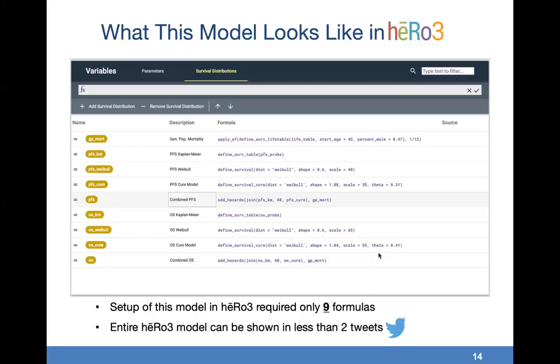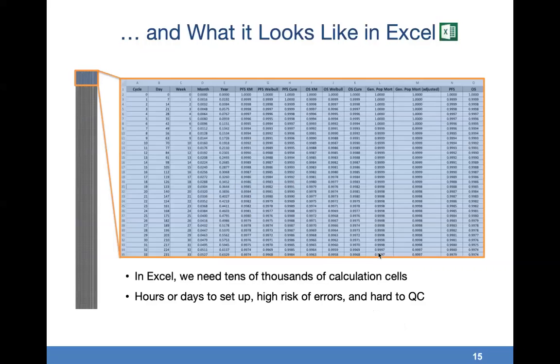Whereas if we wanted to do that in Excel, this is what it would look like. On the left, you can see we've got all of our different calculation cells that we would have to set up to calculate survival probabilities in each cycle. And we zoomed in on this tiny segment here, and you can see there's a lot going on. So we're talking about tens of thousands of calculation cells and hours or days to set up, with a very high risk of errors and a great deal of difficulty in QCing it.